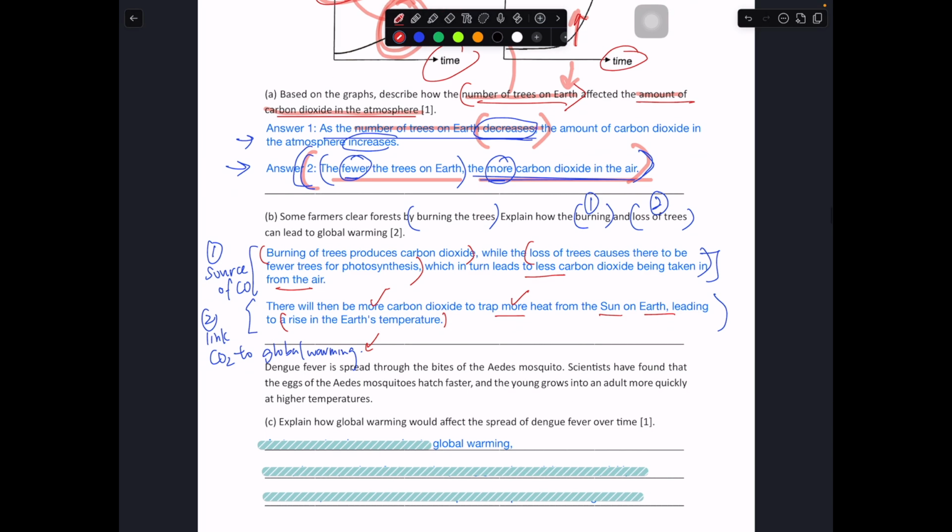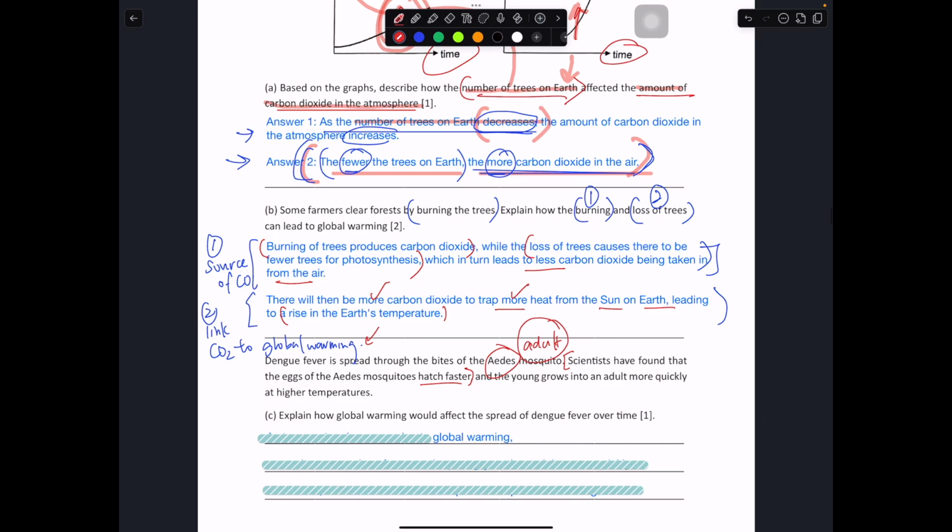Okay, so dengue fever is spread through the bites of the Aedes mosquito, and only adults can spread dengue fever. Only adults. So scientists have found out that the eggs of the Aedes mosquito hatch faster, and the young grow into adults more quickly at higher temperature. So this is the claim that you should be using.